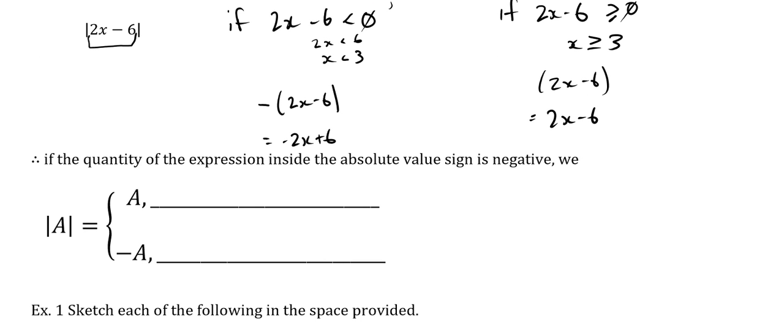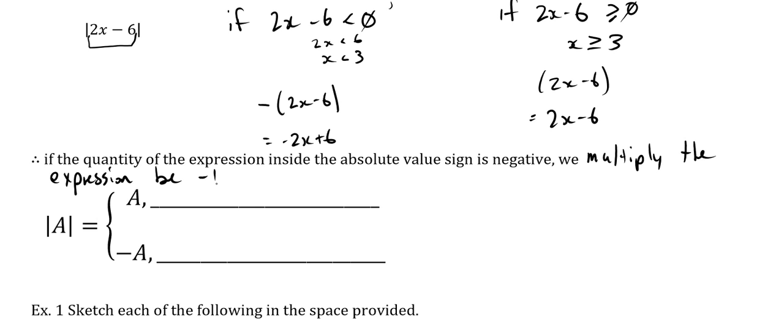Okay, so just to summarize, the quantity of the expression, whatever it is, might be a number, it might be a positive number, it might be a negative number, it might be an expression, and that depends on what x is or what we sub in for the value of the variables. But if the quantity of the expression inside the absolute value sign is negative, this is like fill in the blanks, you multiply the whole expression by negative 1.